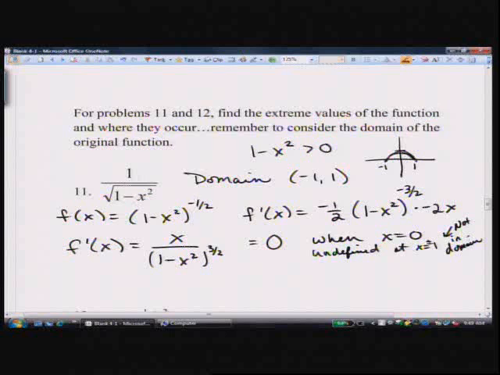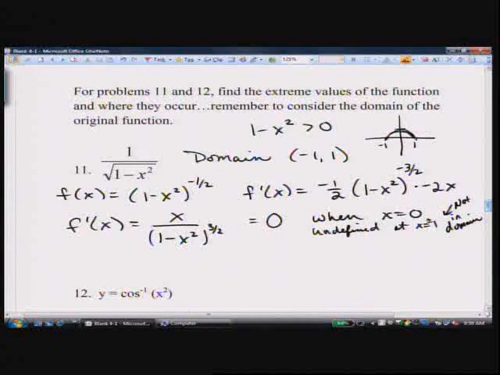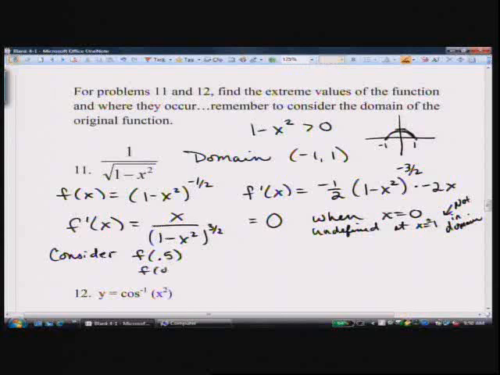So how are we going to figure out whether it's a max or a min? Well, what we can do is compare numbers to the left and right of the number that we have, and if it's lower than those two, we can argue that it's going to be the lowest, or if it's higher than those two on either side, we can argue that it's going to be the highest. So since we know it's continuous, let's consider f at 0.5, f at 0, and f at negative 0.5.